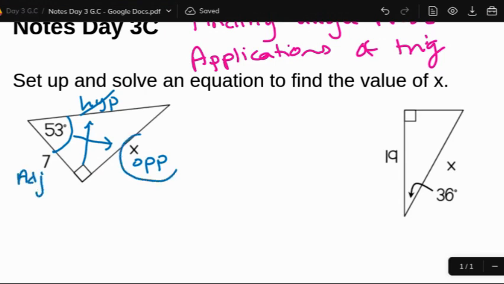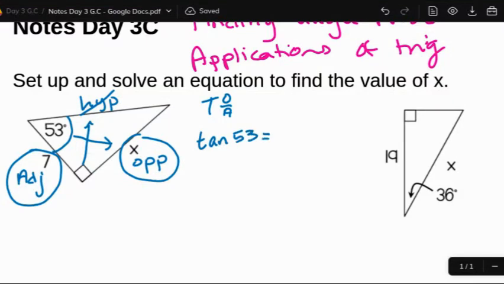So the trig ratio that uses opposite and adjacent is TOA, T-O over A. So that means I'm looking at the tangent of the angle 53 and setting that equal to the fraction O over A, so x over 7, opposite over adjacent. I can then type into my calculator tan of 53, and you want to make sure you're in the correct mode, otherwise you won't be getting 1.327 equal to x over 7.